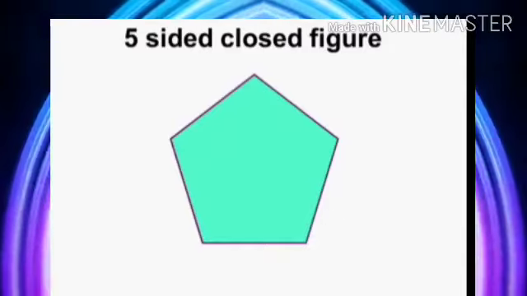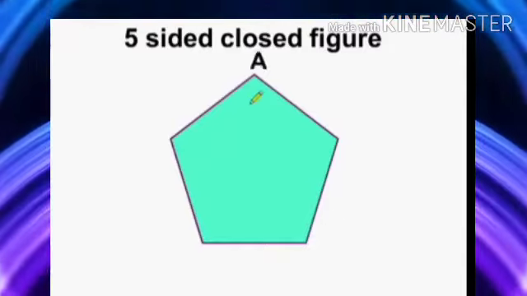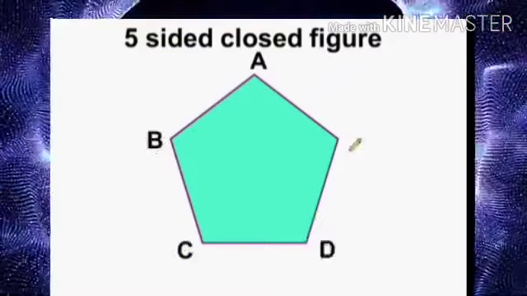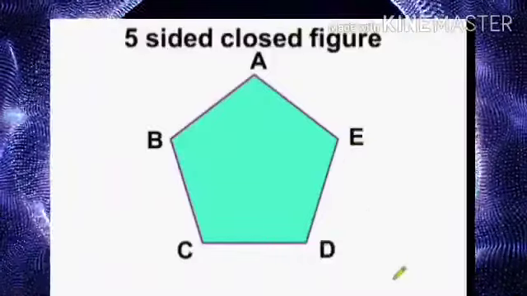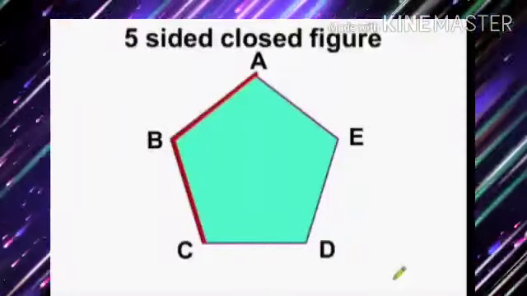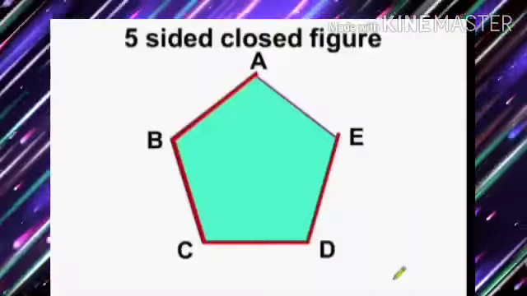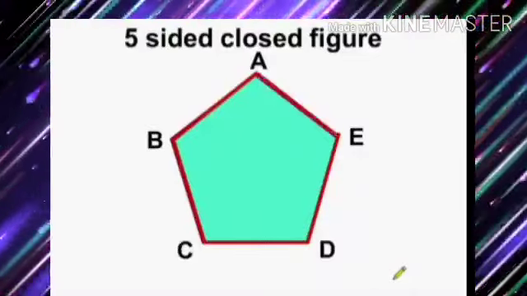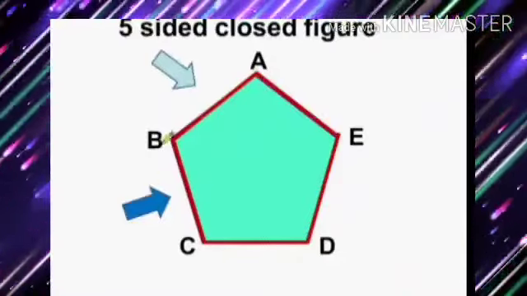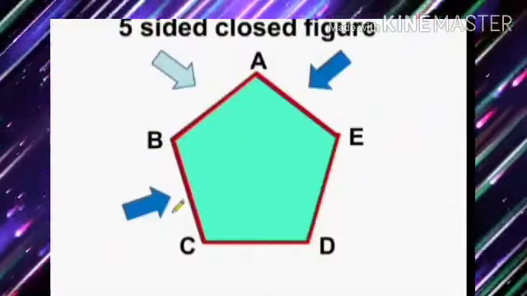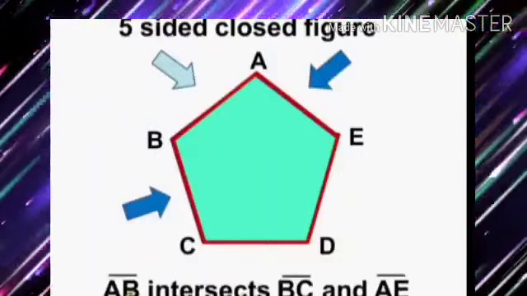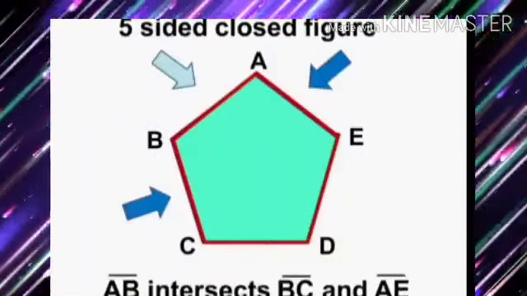Let us see a 5-sided closed figure. It is known as a pentagon. Now name the points as A, B, C, D and E as the vertices of this pentagon. Now we will check for the pentagon how many other line segments each line segment intersects. The line segments are AB, BC, CD, DE and AE. In this figure, the line segment AB intersects BC and AE. The other 2 line segments it intersects are BC and AE.